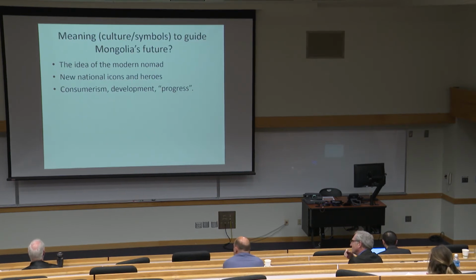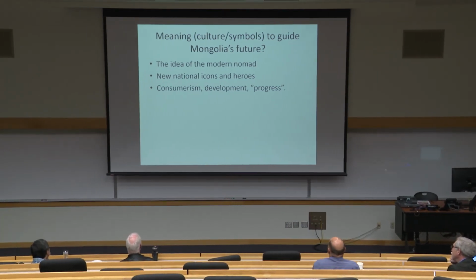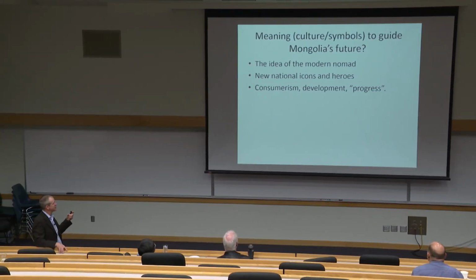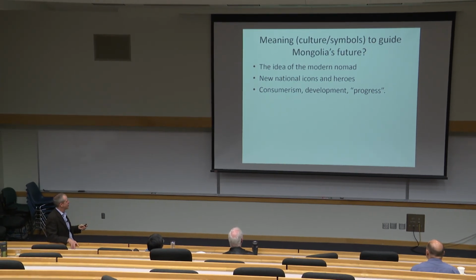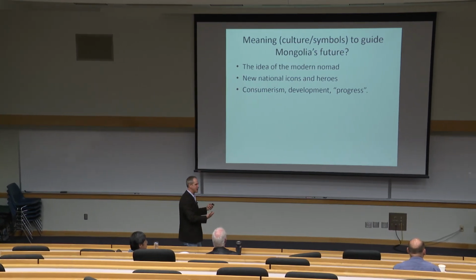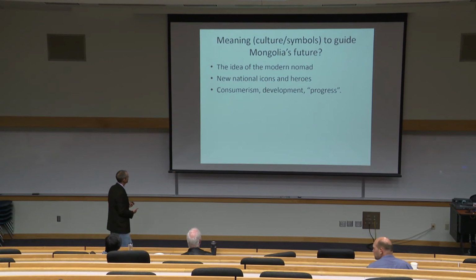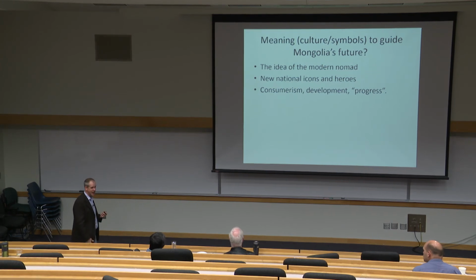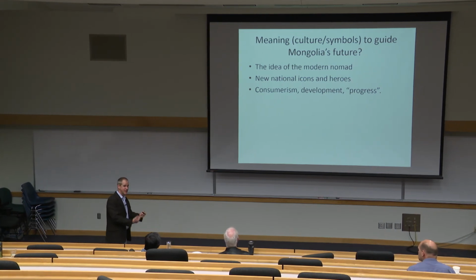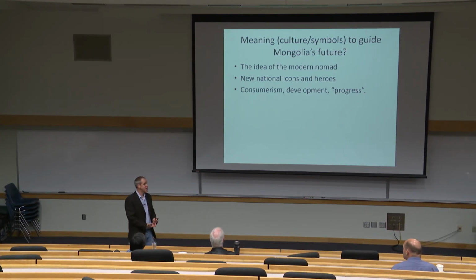So I want to end here really quickly, bringing up this idea of what are the culture and the symbols now with a so-called modern Mongolia that will guide it as it navigates these issues of confronting the global capitalist economy, but also living with some of the problems that it's generating. They've done it, I think, with this idea of the modern nomad. You saw the woman in the Gobi ad, and some new national icons and heroes, resurrecting Genghis Khan as an important national symbol, which was not always the case in Mongolia's recent history.